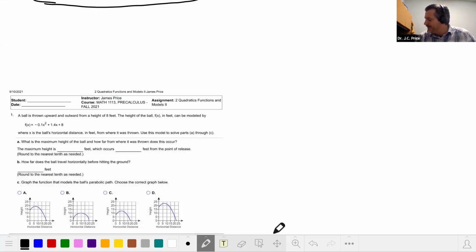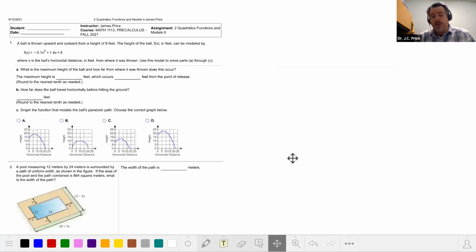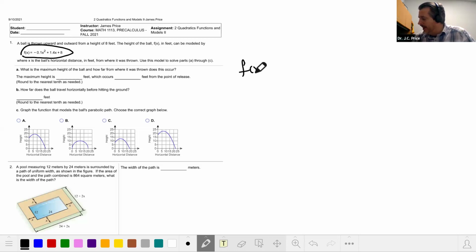The first one is actually a calculator problem in disguise. If you tried to do this by hand and solved it, that's quite a feat, because the function right here, which I'm going to rewrite so you can see it better, f of x equals negative 0.1 x squared plus 1.4 x plus 8, is hard to work with because it has these decimals. You can get rid of decimals by factoring out a 0.1, but that's a little tricky to do. So this problem is designed for you to use your calculator.